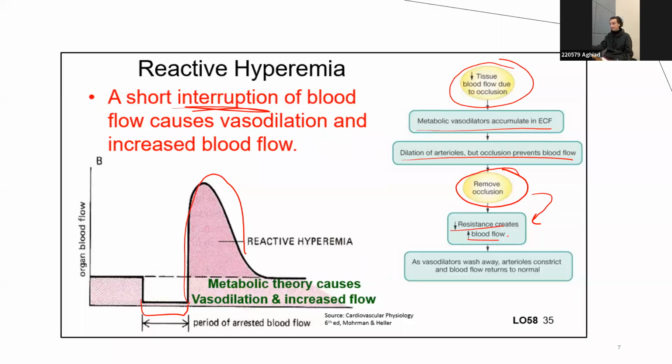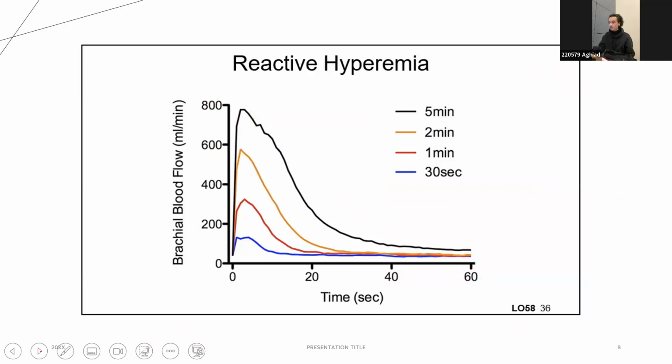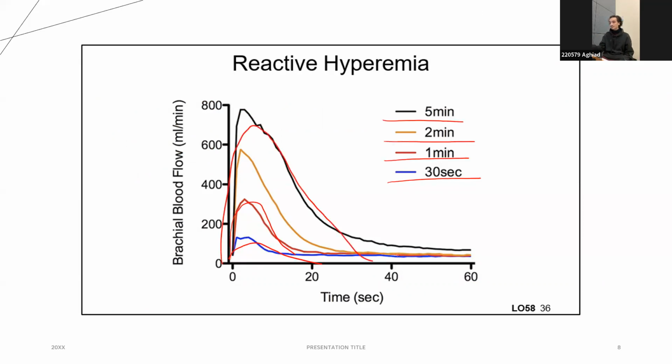All right, can you see that? And then it keeps on going until vasodilators are washed away. All right, so it's just this period of occlusion, whatever it may be again, that causes this huge surge of blood flow. Is that fine? This is just to show you, the longer the occlusion lasts, the higher the blood flow will be after the occlusion has been opened. So 1 minute, 2 minutes, 5 minutes, you can just see here. It's pretty simple, all right?